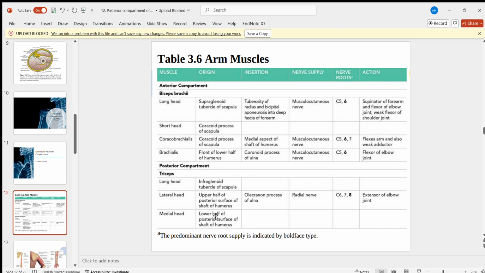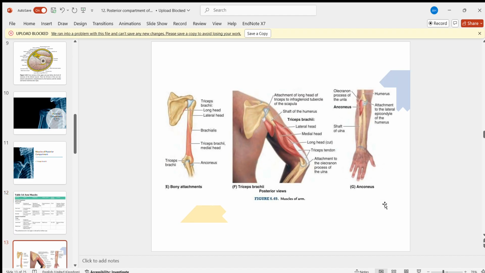It has three heads. One head is the long head, the second one is the lateral head, and the third one is medial head. Long head comes from the infraglenoid tubercle of scapula. Lateral head comes from the upper part of the radial groove of humerus, and medial head comes from the lower part of radial groove of the humerus. All these combine and it gets inserted into the olecranon process of ulna. All the three heads are supplied by various branches of the radial nerve, which has a root value of starting from C5 to T1. And the main action of triceps is it is the extensor of elbow joint.